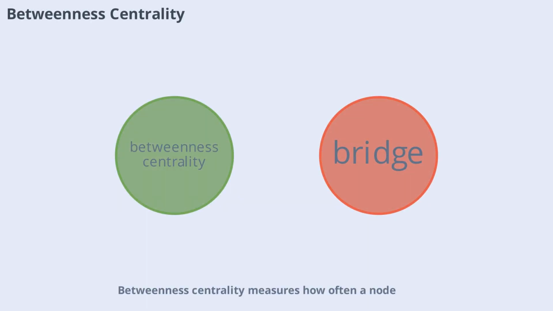Betweenness centrality measures how often a node appears on the shortest paths between other nodes. Nodes with high betweenness act as bridges, controlling the flow of information through the network.